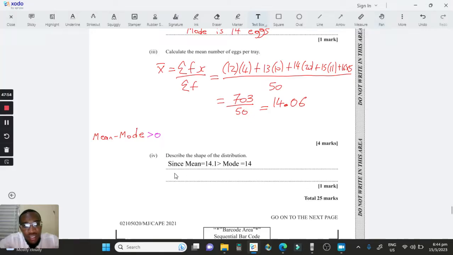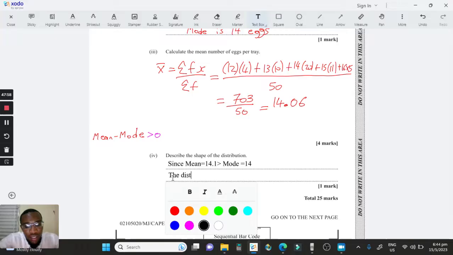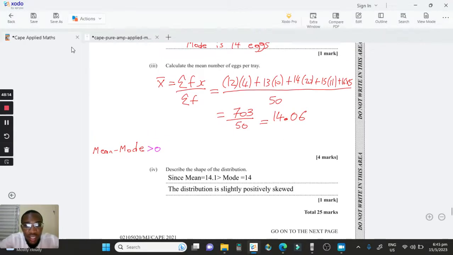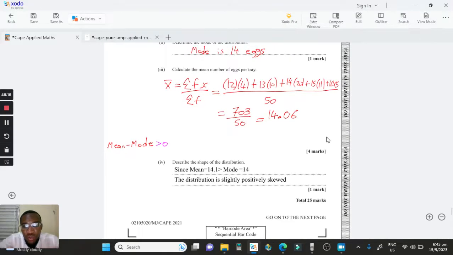So what are we going to say? Since the mean is greater than the mode, the distribution is slightly positively skewed. Just marginally, slightly positively skewed. Right? That's it. So it's very close to being normally distributed or symmetric. Nice.